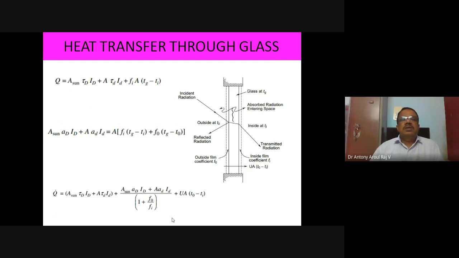Next, when we are going for the heat transfer through glass, this slide is very, very important. When I am going for heat transfer through glass, whenever the radiation is entering, I told you that it will be entering in two forms: one is the direct form and the other one is the diffuse form. How can I understand whether it is a direct radiation or a diffuse radiation? It's very simple. Whenever you are in the room, you will find that the solar light directly enters into the room through the glass, through the white glass.